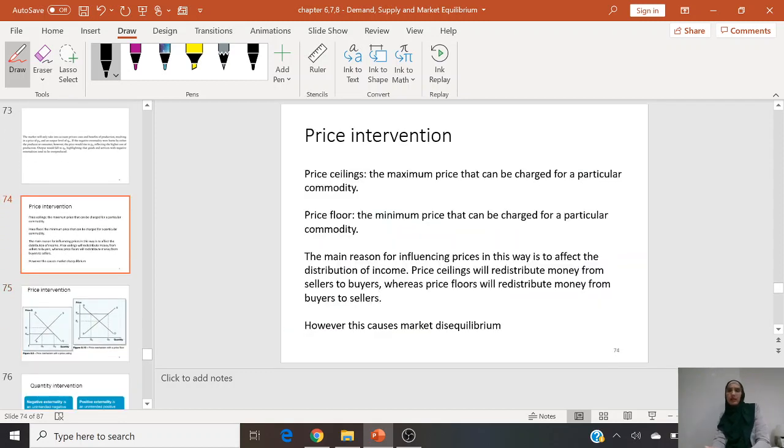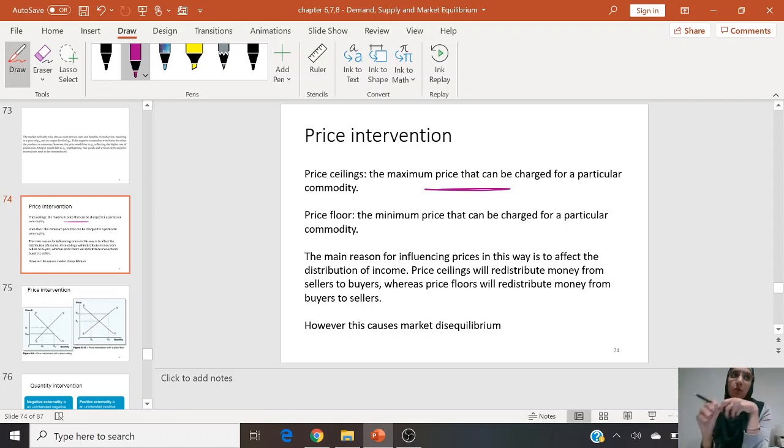Again, we've got price ceilings and price floors. I haven't had anyone tell me that they don't understand this, but I'm just going to very briefly go over it. So price ceiling is the maximum price that can be charged. Sometimes the government comes up and says, well, you can't charge more than $10 for this pen, or for any pen in Australia. If you do, then you'll have to pay a fine to us for whatever reason, right?